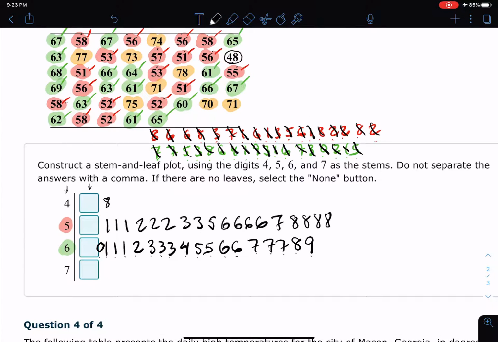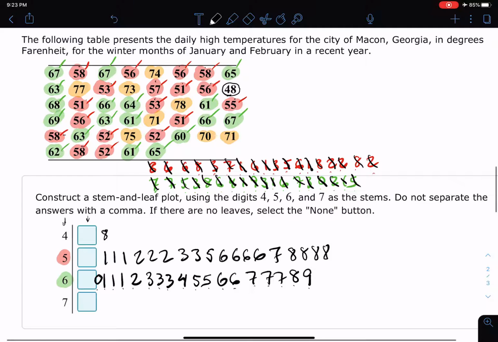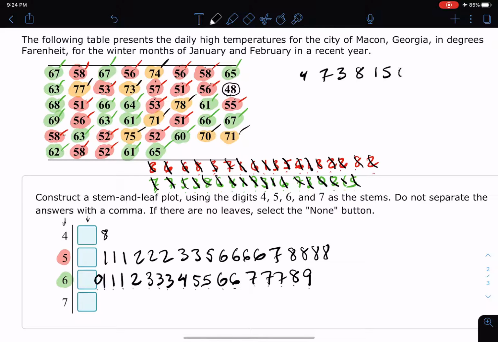So I'm going to write it down below here. I think I could write it over here. So I've got a 4, 7, 4, 7. I've got a 3 and 8, 3, 8. Then I've got a 1, 5, 5. And I've got a 0, 1.